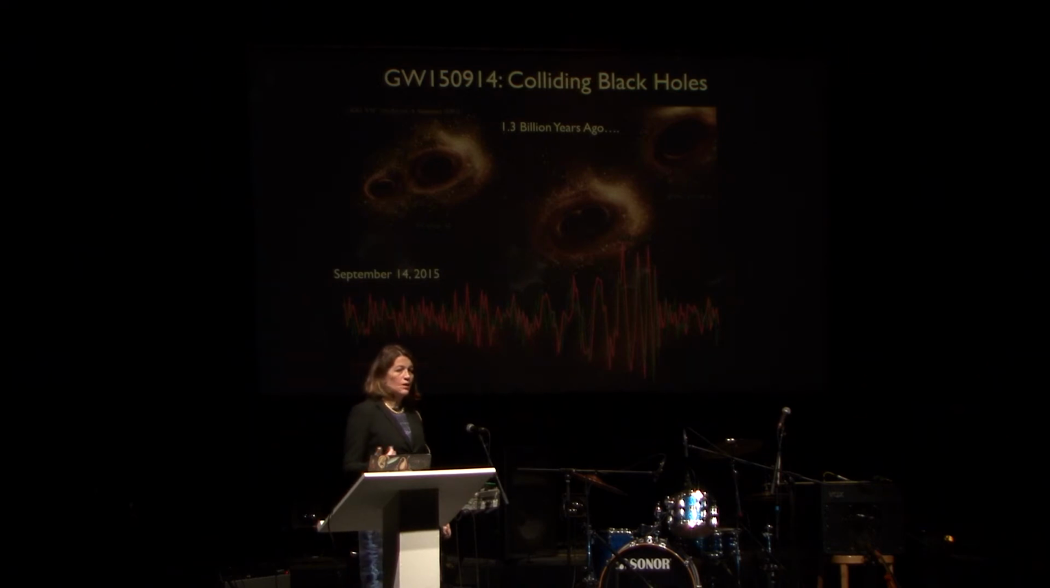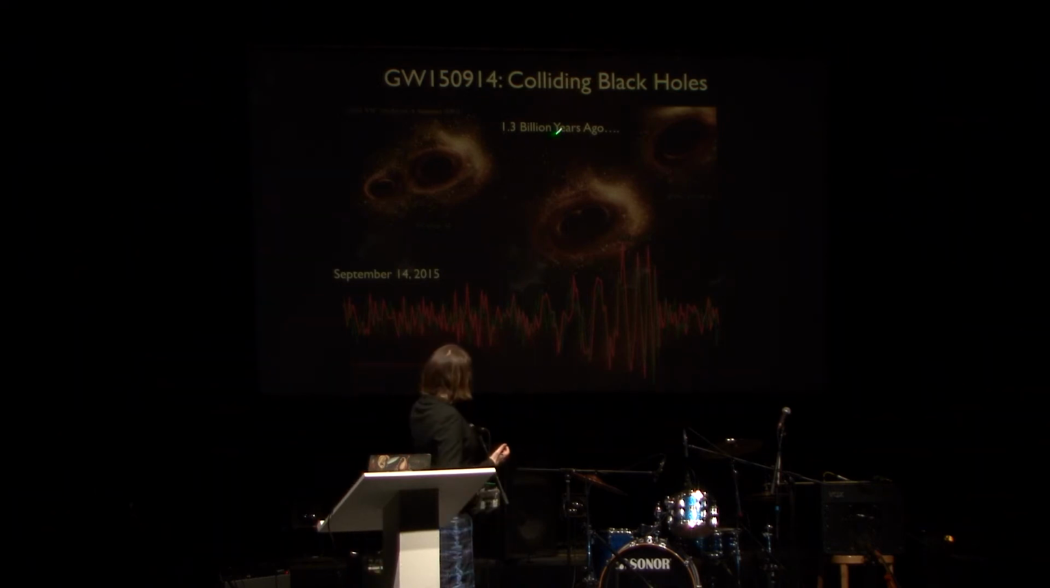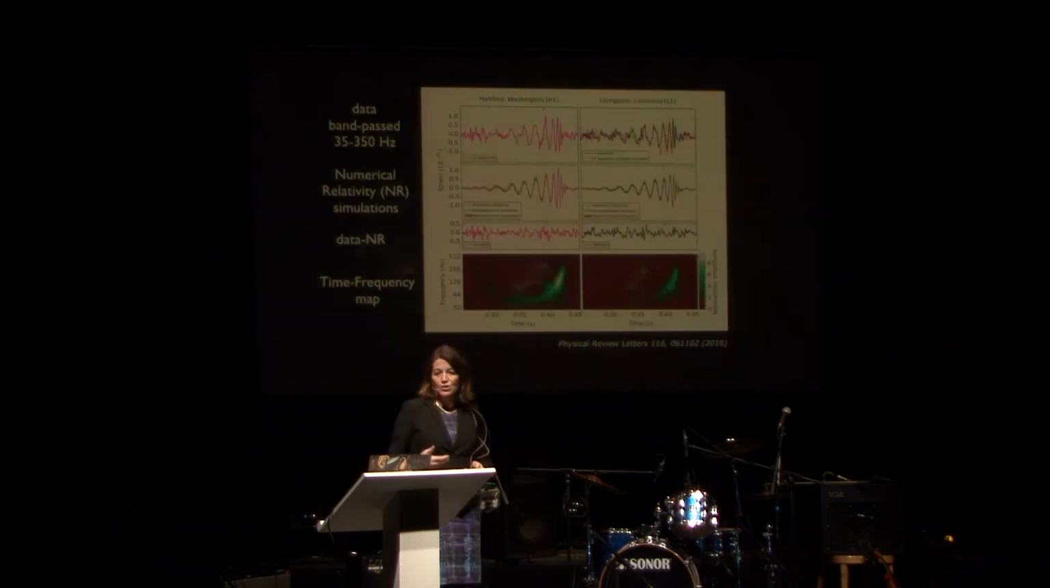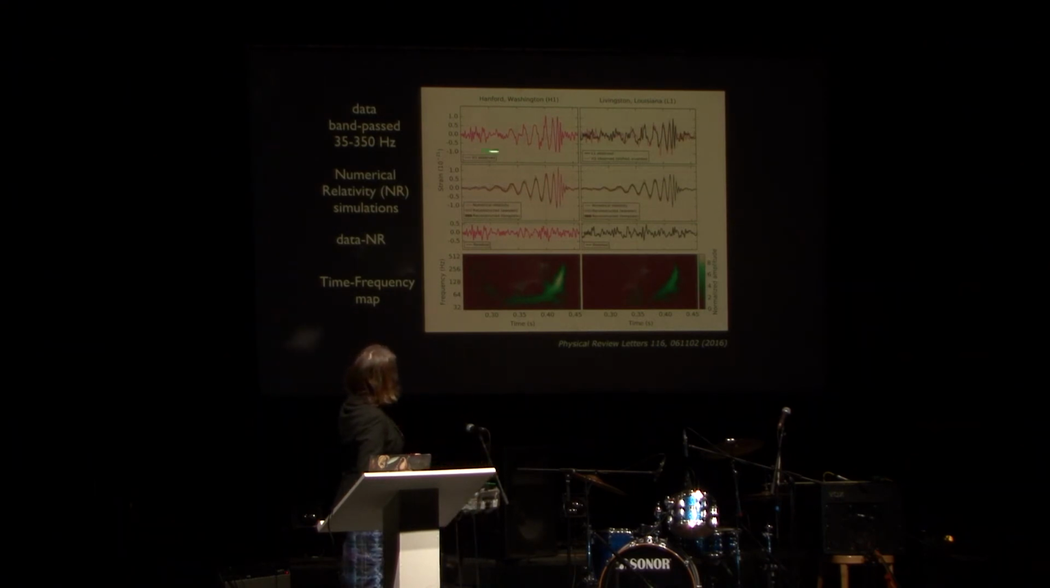So back to our binary black hole collision. This is the smashing of the black holes 1.3 billion years ago. This is what the signal looked like in our data. That happened on September 14, 2015. So I want to show you a little bit more about what that data looked like. This over here is the data from the Hanford detector, the one in the desert I showed you before. That's what it saw. We just filtered the data. We took out the low frequency, the high frequency.